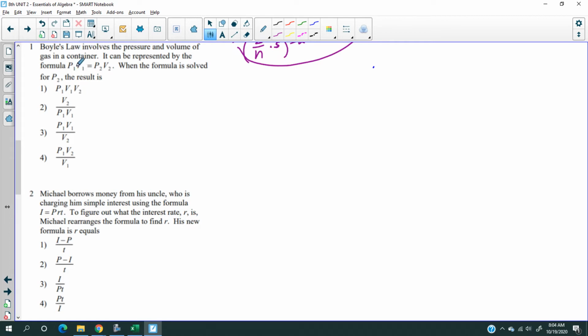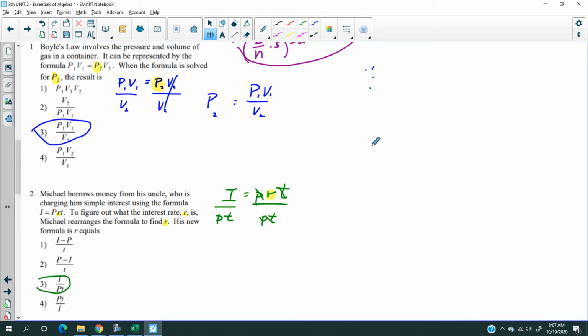Try these two right now, and then press pause and then try those two. So press pause right now. Okay, all right, and we're back.